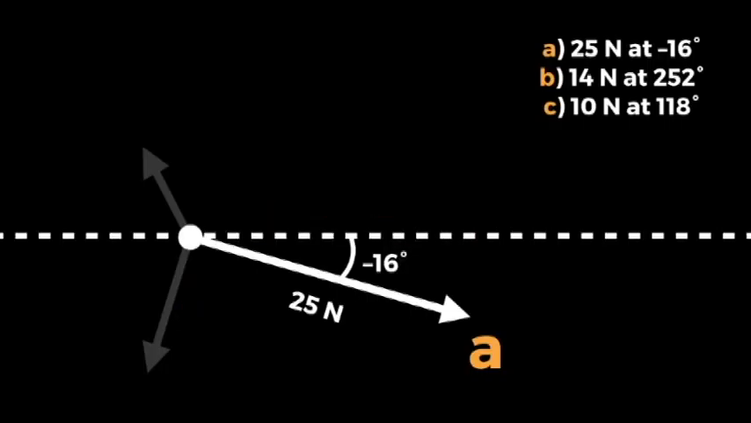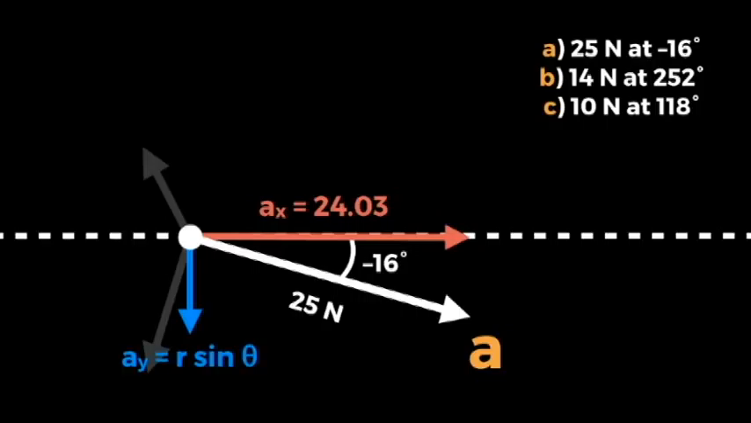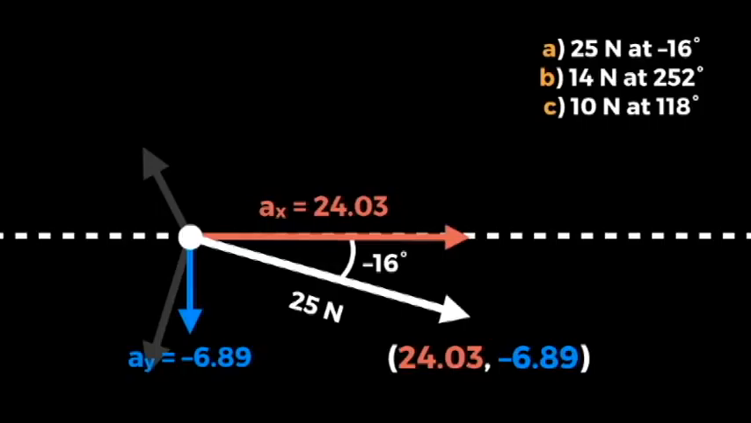So let's split this vector into its component vectors. The x component is going to be r cosine theta, which is going to be equal to 24.03. The y component is going to be r sine theta, which is going to be negative 6.89. Therefore, you can use the ordered pair notation for this vector, which is going to be 24.03, comma, negative 6.89.